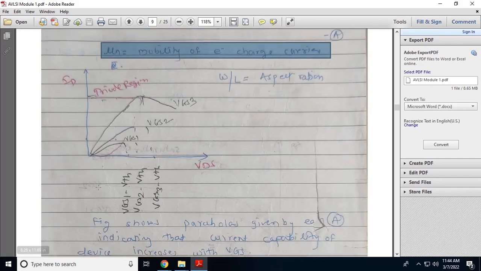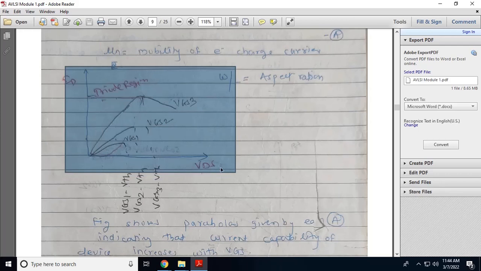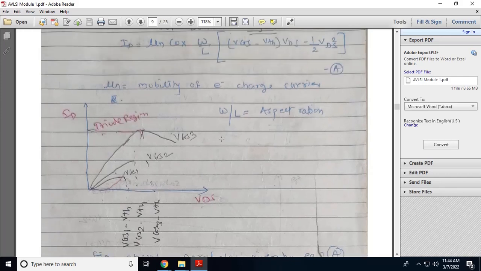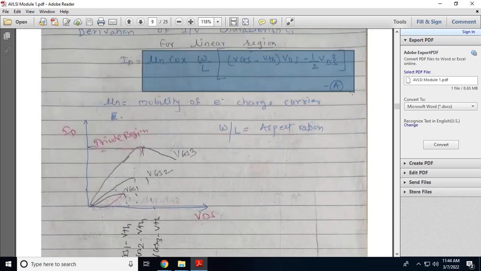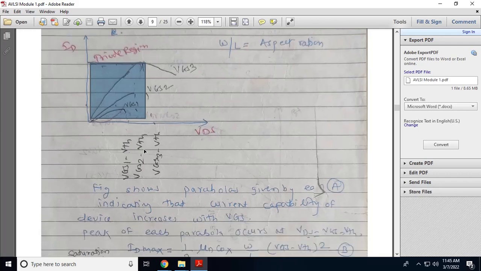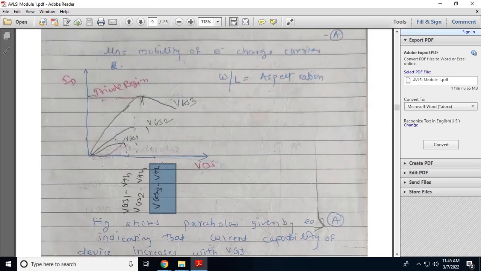So in the figure, we can draw the graph of drain current ID versus VDS. This is a parabolic equation given by equation A. So this is a parabola given by equation A. We discussed the triode region. You will get the peak value when VDS is equal to VGS minus VTH. So that is the saturation region.